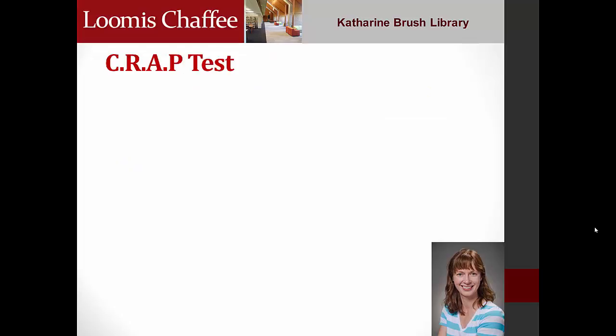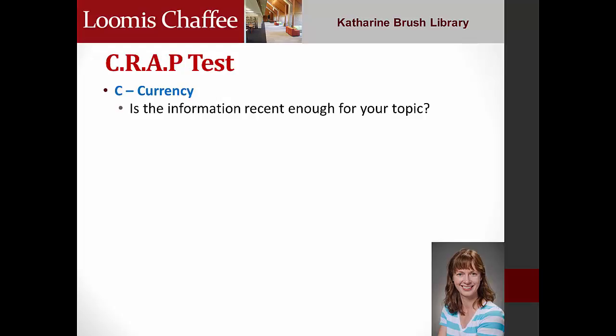The framework that many librarians recommend for evaluating information has a very funny name that's easy to remember. It's called the CRAP test. C stands for currency. You should always check to make sure that the information you're using is recent enough for your research. Science disciplines often require the most up-to-date information, so sometimes you'll need to search for the most recent publications. As I mentioned in the last video, you can do this by limiting the publication date range.